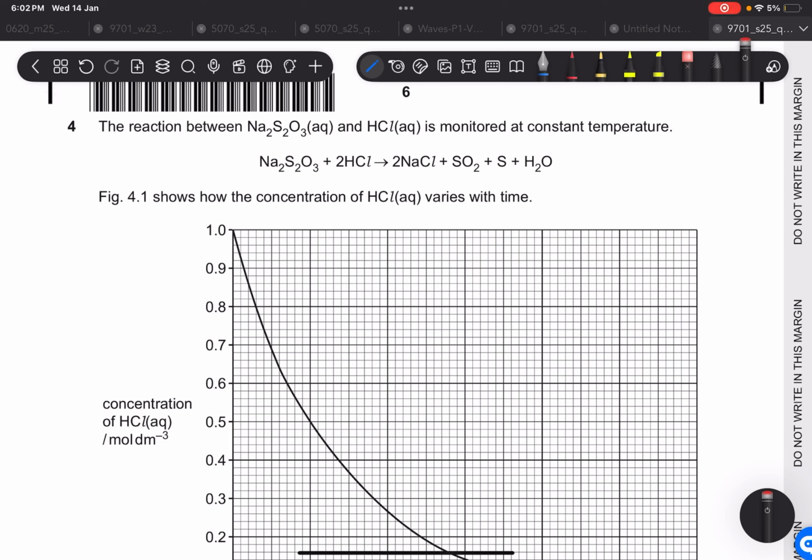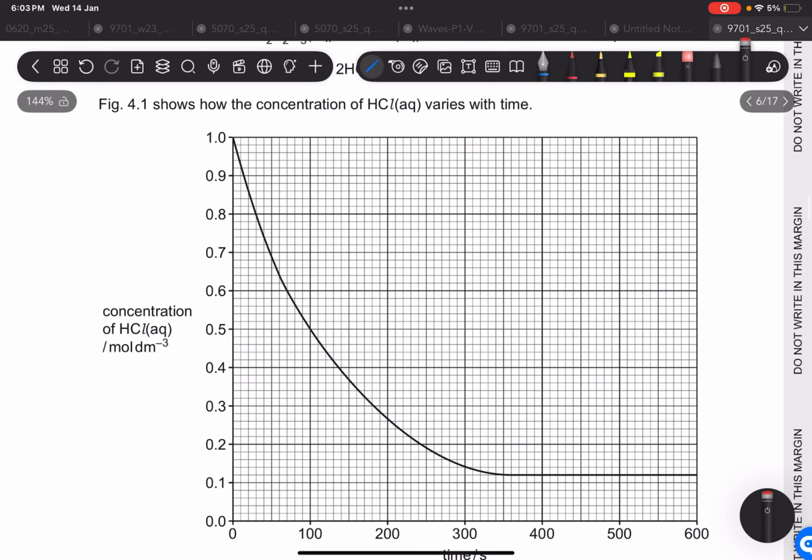The reaction between sodium, sulfur, oxygen, whatever this is, and HCl is monitored at constant temperature. Okay, that's the reaction happening. These are the products forming. Figure 4.1 shows how the concentration of HCl varies with time.